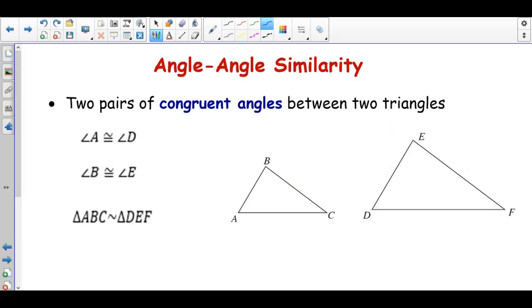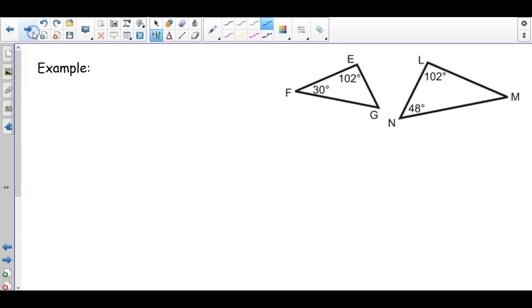Alright, and then the last one basically says if I have two angles that are known to be congruent, such as angle A being congruent to angle D, and angle B being congruent to angle E, then the two triangles must be similar. First of all, it's called angle-angle and not angle-angle-angle, because if two of our angles are already congruent, we can assume that the third one would be congruent because of the triangle sum theorem. So this one's a pretty easy one, and I can still go through an example.